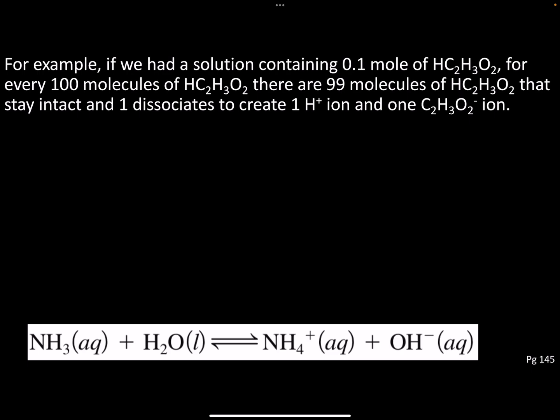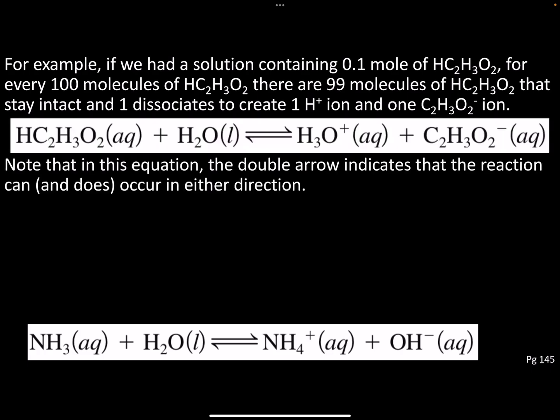Okay, so for example, if we had a solution containing 0.1 mole of acetic acid, for every 100 molecules of acetic acid, there are 99 molecules that remain as intact acetic acid, and 1 dissociates to create 1 H plus ion and 1 C2H3O2 minus ion. So there are a lot more of these than there are of these when we're looking at that. And also, again, note that that double arrow indicates that it can and does occur in either direction. It's an equilibrium reaction, so it can move in either direction.